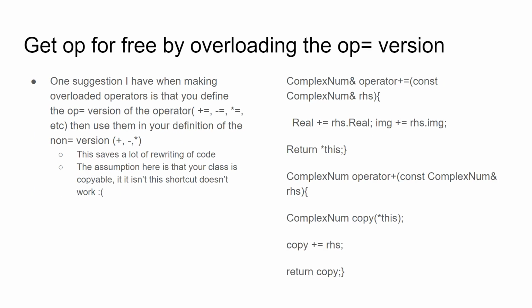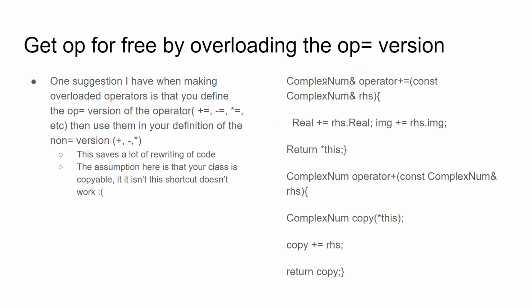One thing that you can think about to save yourself having to write a lot of redundant code is you can implement the op equals version of that function and then just call it inside the op version. So if you had to do plus equals, minus equals, times equals, but you also had to do plus, minus, times, you can get plus, minus, times for free as long as you did the plus equals versions to begin with. The assumption here, though, for this to work is that your object is copyable.